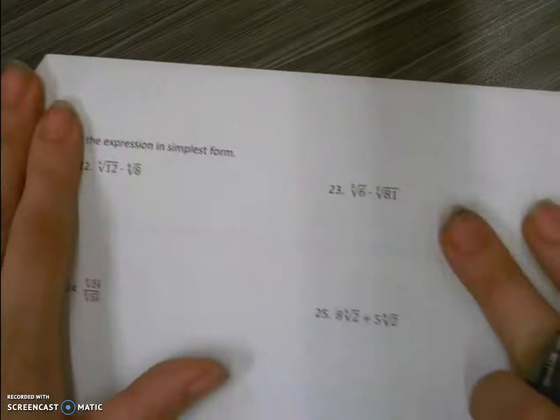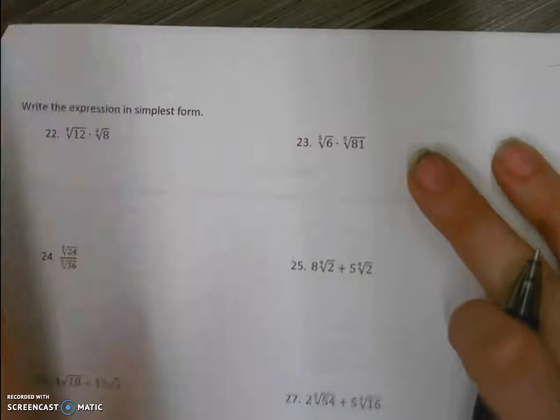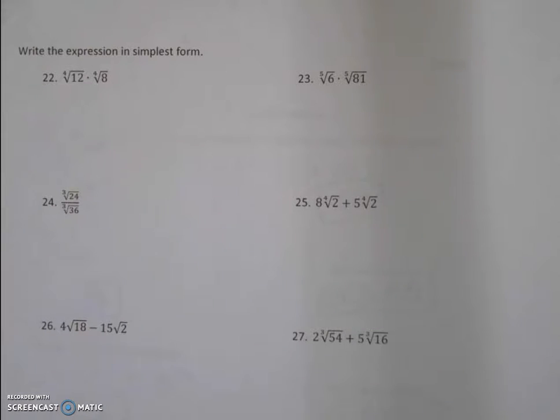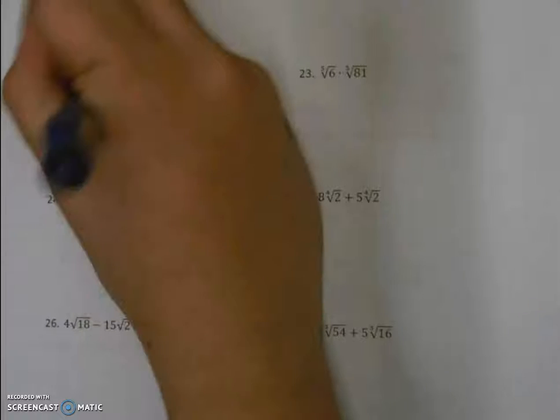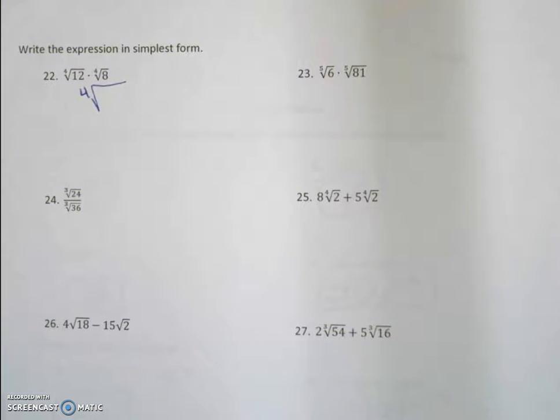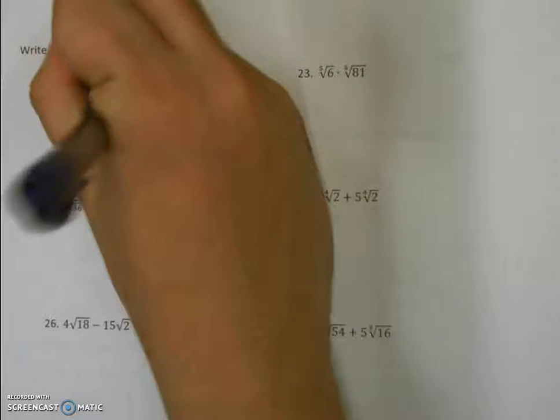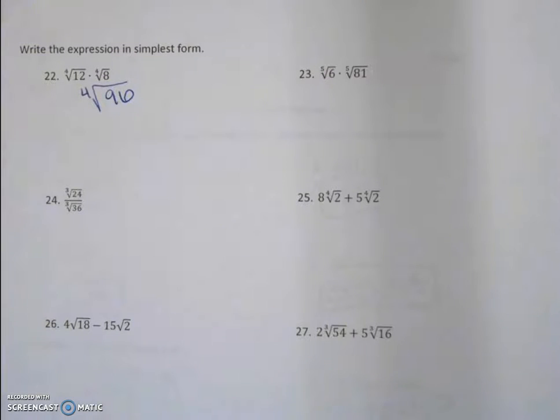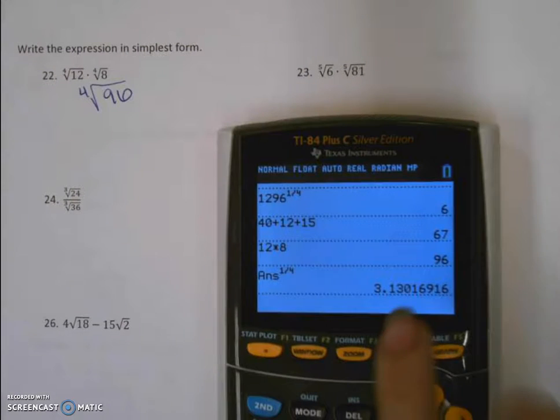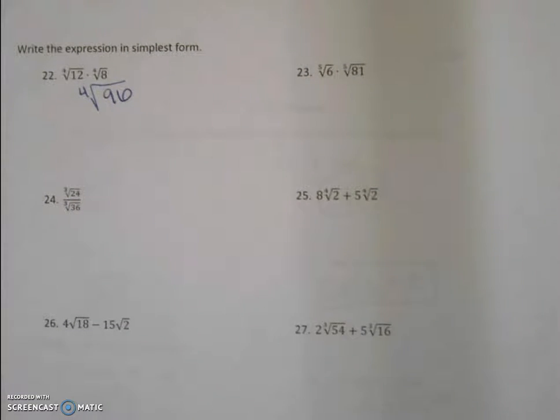Moving on to the back, I want to write things in the simplest form. So for 22, they have the same radicals, so I'm going to multiply them. 12 times 8 is 96. And I cannot do this to the 4th root because it gives me a decimal. So what I want to do is I want to factor tree.